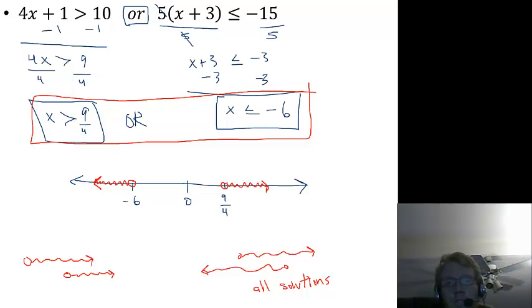So when you're doing these different solutions and you're plotting your graphs, make sure you're being mindful that if it's an "or", your answer is getting bigger. If it's an "and", your answer is typically getting smaller. All right, that's it for this one.